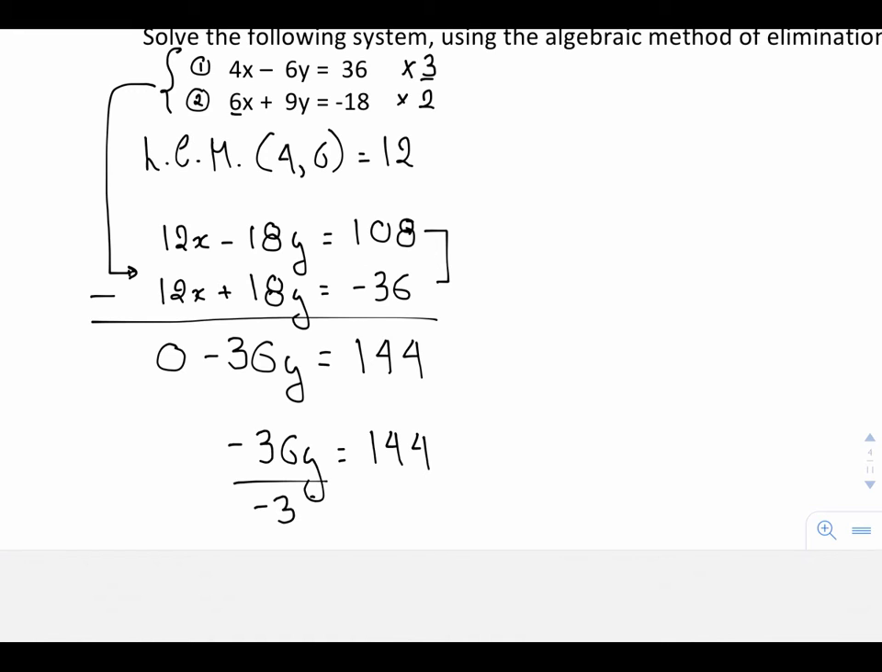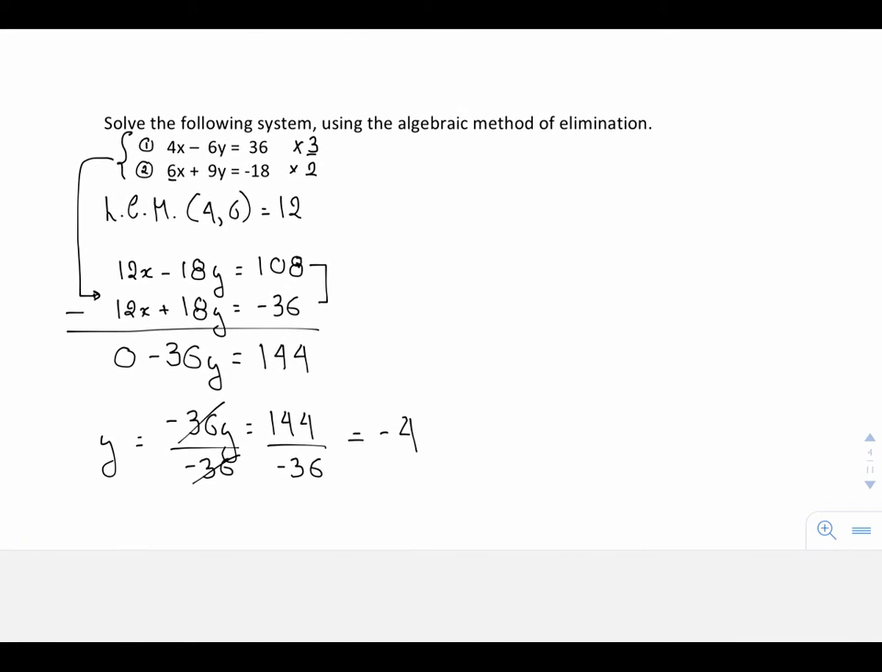Divide both sides by negative 36, and that leaves me with negative 4. Cancel, cancel. My y value is equal to negative 4. So that's good. I've solved for y. I'm now going to substitute my negative 4 into one of my original two equations. I think I'm going to pick this equation here.